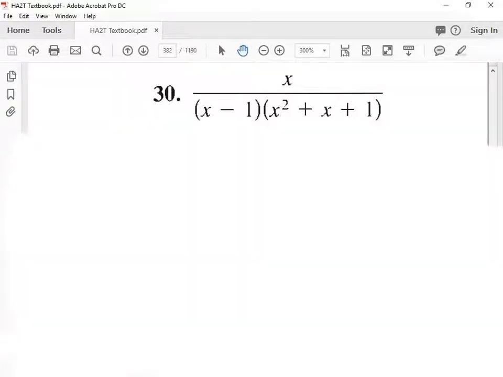So the denominator is already factored. You have to factor the denominator if you want to decompose a fraction, a rational expression. So this one is factored all the way, and this one is factored all the way. So what we do is we rewrite it.